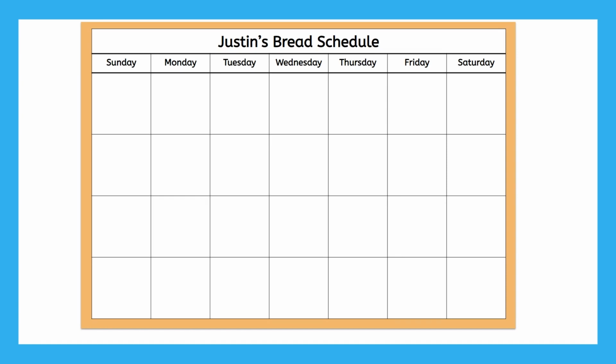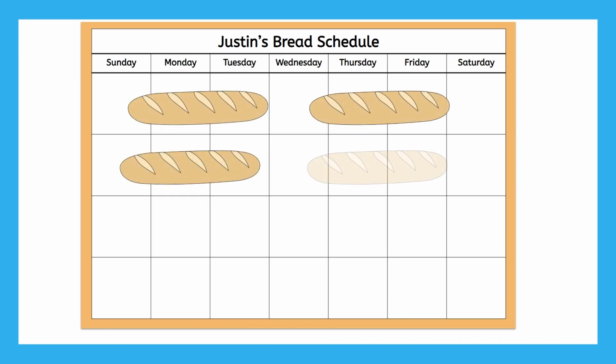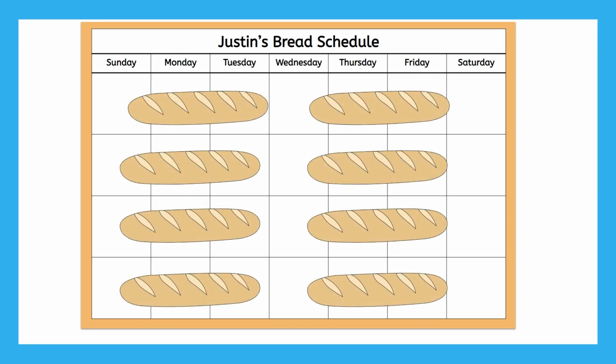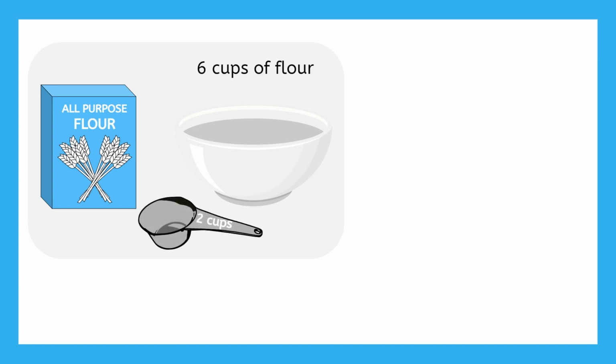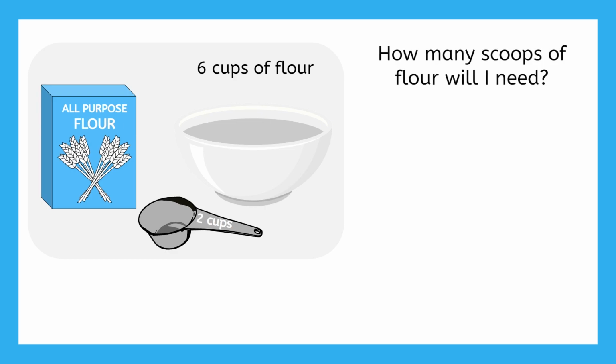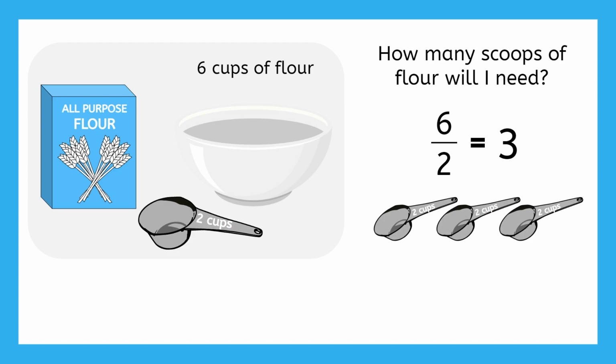If I intend to eat almost 2 loaves of bread each week, I should probably learn to bake my own at home. Let's say the recipe calls for 6 cups of flour and my measuring scoop holds 2 cups. How many scoops of flour will I need? To figure this out, we divide. 6 divided by 2 is 3. I need 3 2-cup scoops of flour.